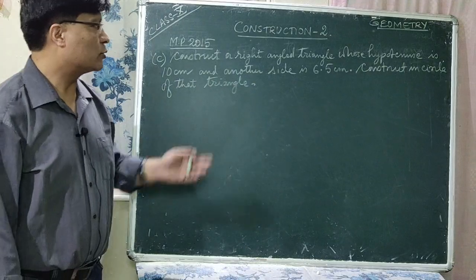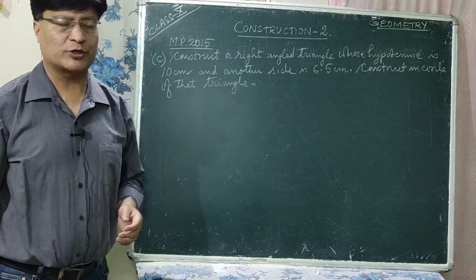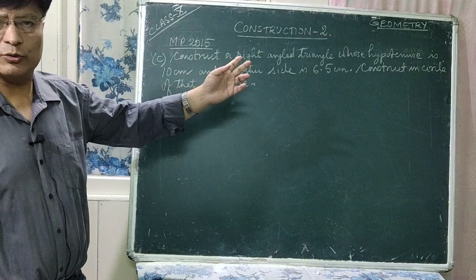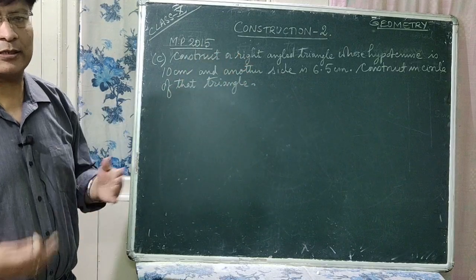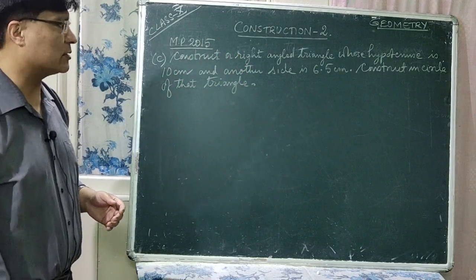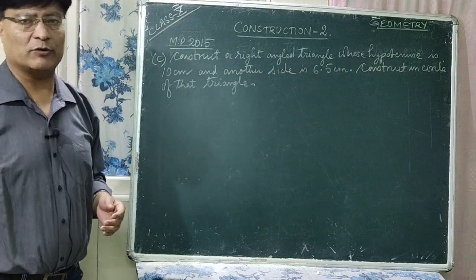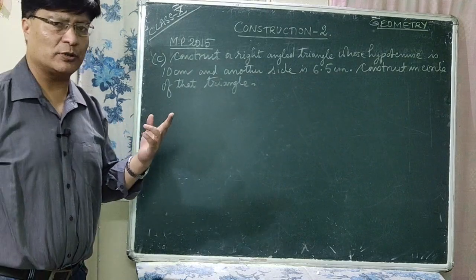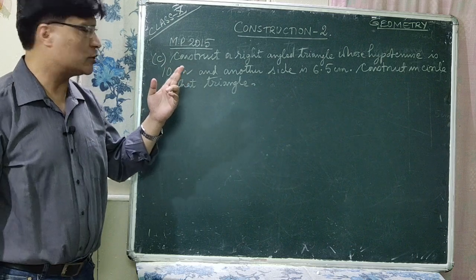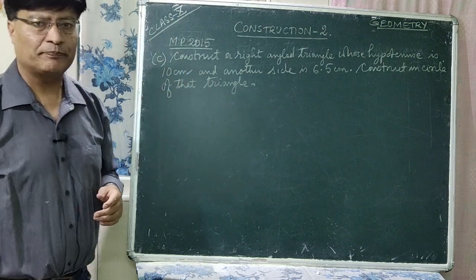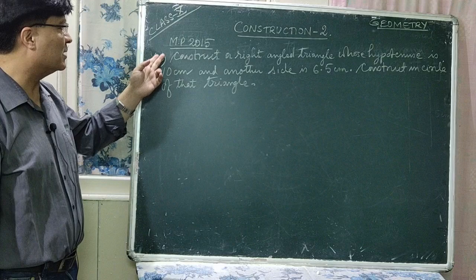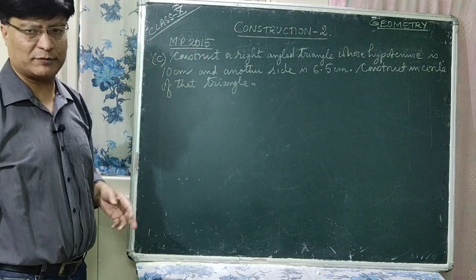So today also we are doing geometry portion, that is construction number 2. This is the same construction number 2 that we were doing in the last online class, but the question is different out here. We did construction number 2, question A and B. So let's do question number C. This is from Madhyamik Pariksha 2015.